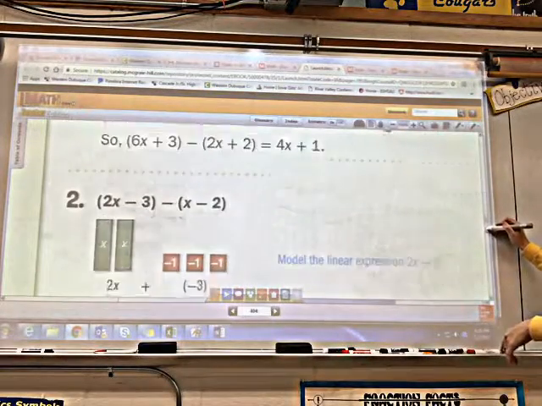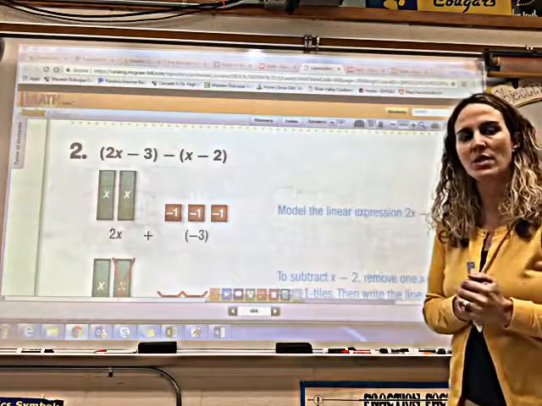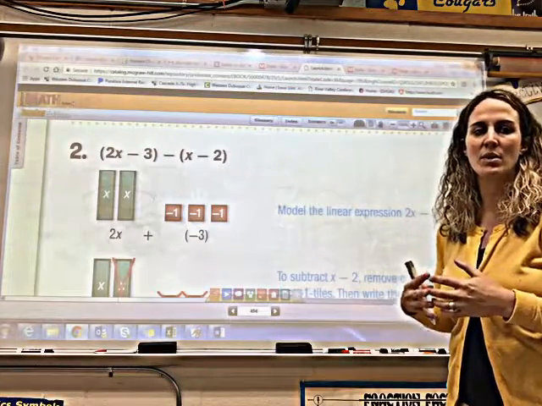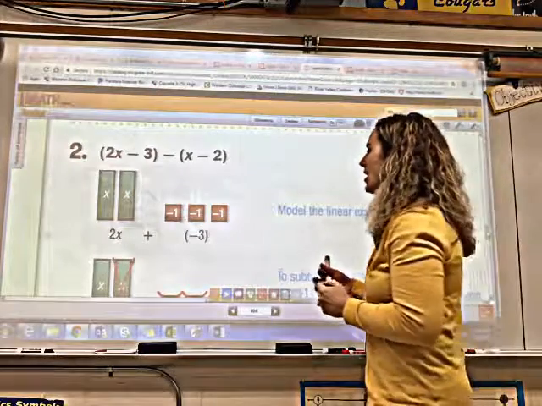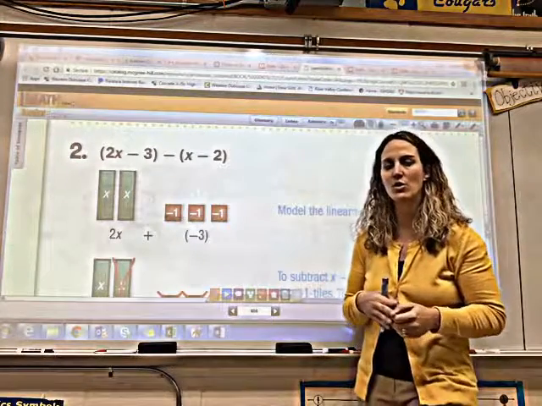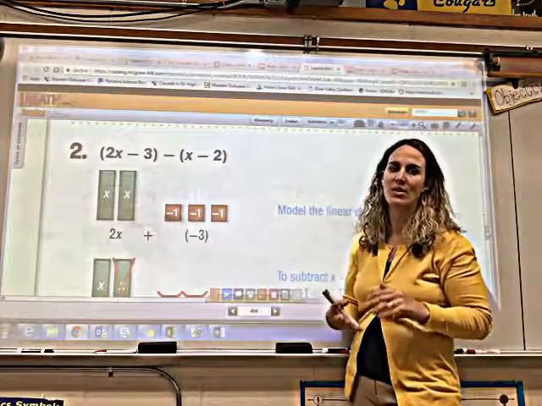Example 2 is another one where they're giving you the models. If you do need to draw the models with these to help you at first, please feel free to do that. Ultimately, though, we want to get you so you can go ahead and subtract them without having to draw models all the time.